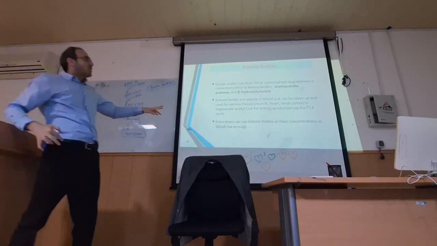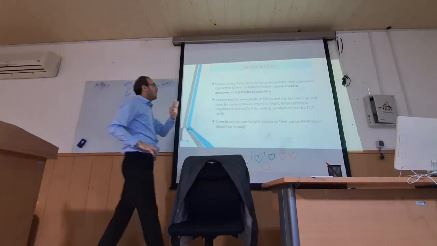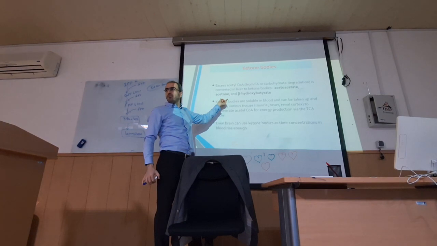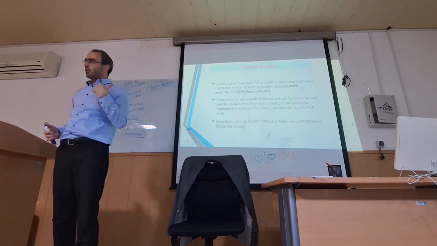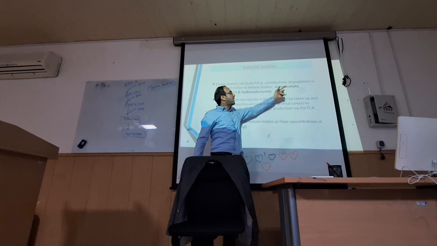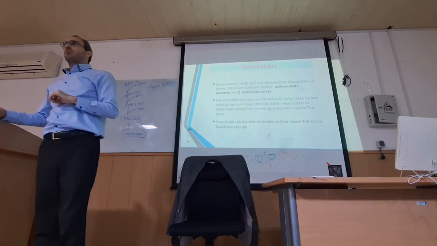Ketone bodies, there are 3 molecules. Their names are acetone. What is acetone, girls? Yes, exactly. It's acetone. Also in our body we make acetone. And beta-hydroxybutyrate and acetoacetate. These are the 3 ketone bodies.